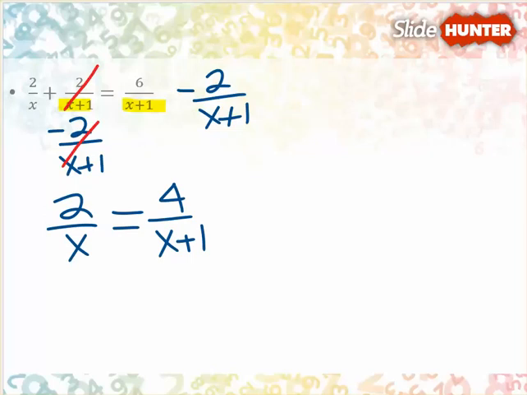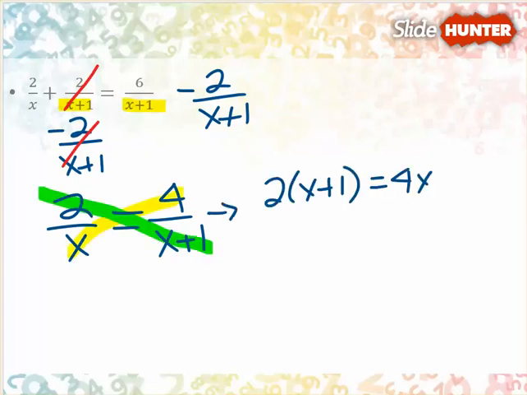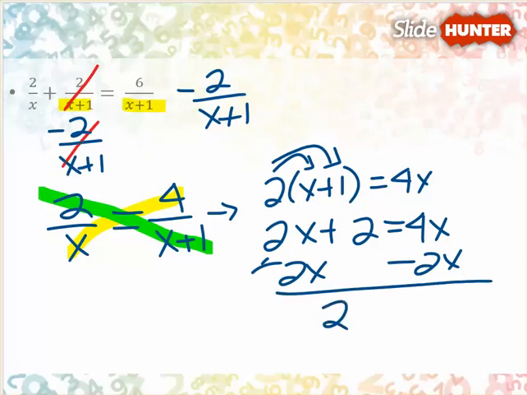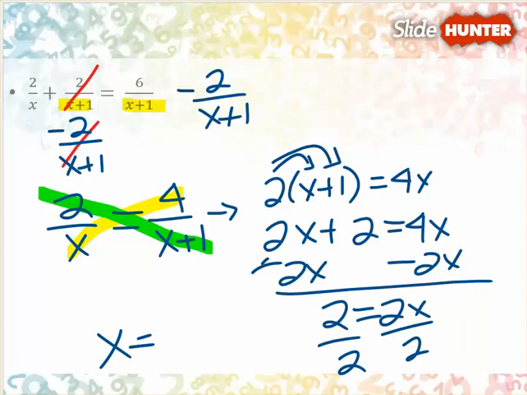Looks like I now have proportions, so we're set to cross multiply. 2 times x plus 1 will equal 4x. Multiply that through. 2x plus 2 equals 4x. Solving for x, we're going to subtract 2x. So then I have 2 equals 2x. Divide both sides by 2. And x is equal to 1.